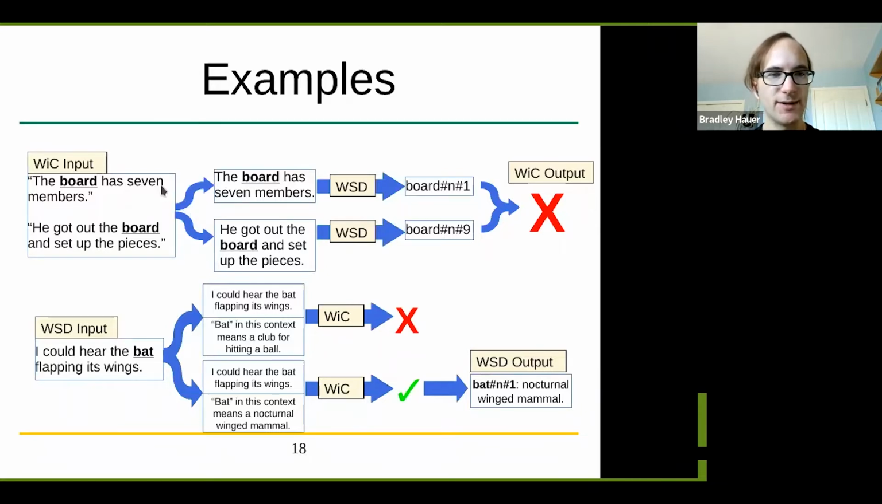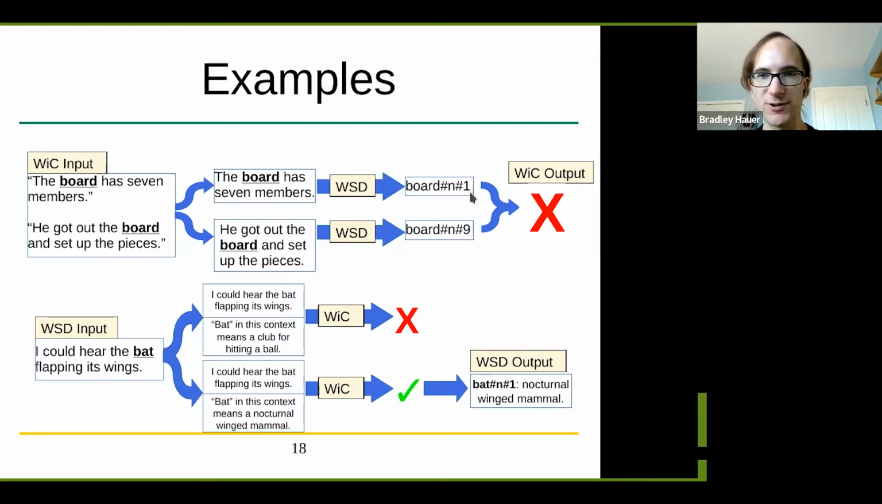Let's take this WIC instance here that we looked at earlier. The board has 7 members. He got out the board and set up the pieces. How can we reduce this to an instance of WSD? Well, we just take each sentence on its own. We apply a WSD system, and we get out the senses. So this is just another way of representing WordNet senses.